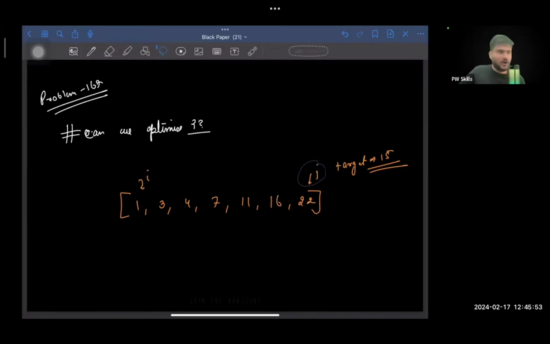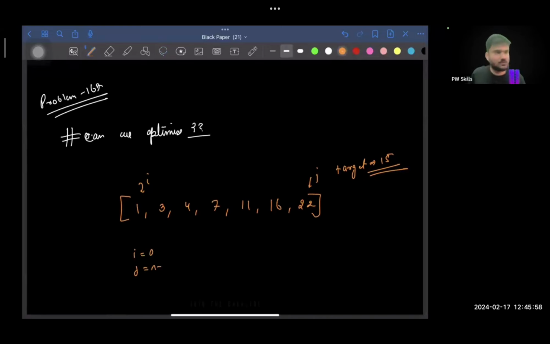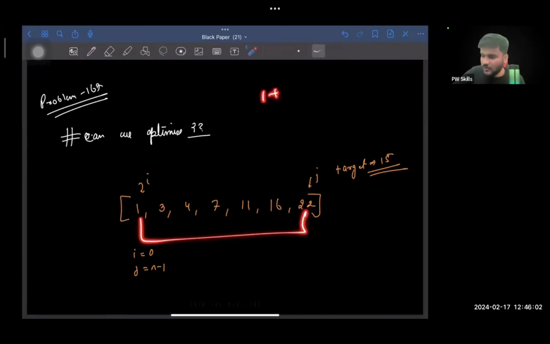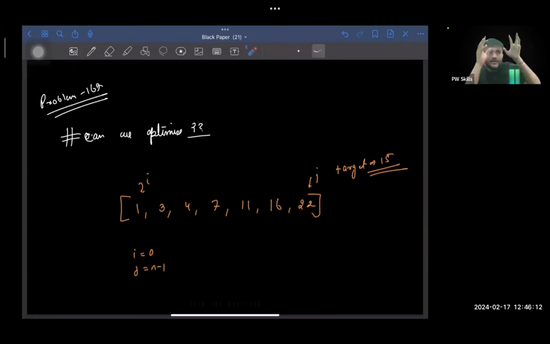So what I'll do is, I'll put 2 pointers at the very ends. i equals 0, j equals n minus 1. Now, what is the sum of 1 and 22? 1 and 22 is 23. Is 23 greater than 15? Yes. So I need to reduce the sum.